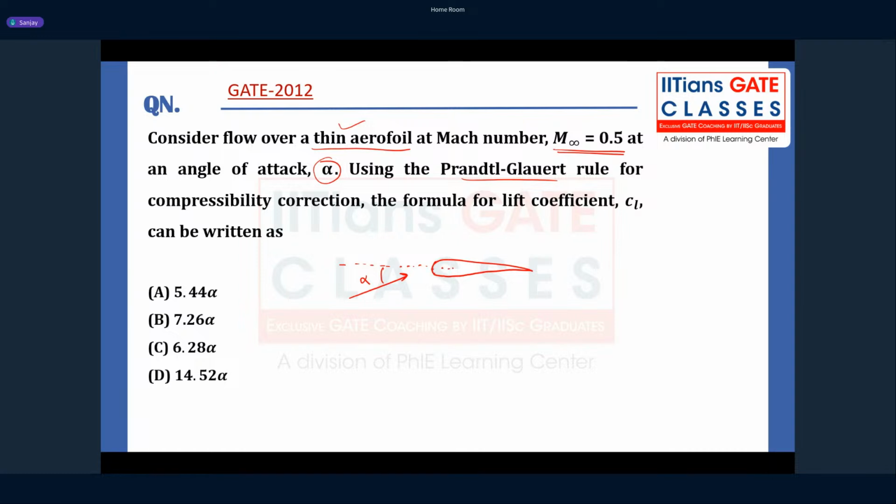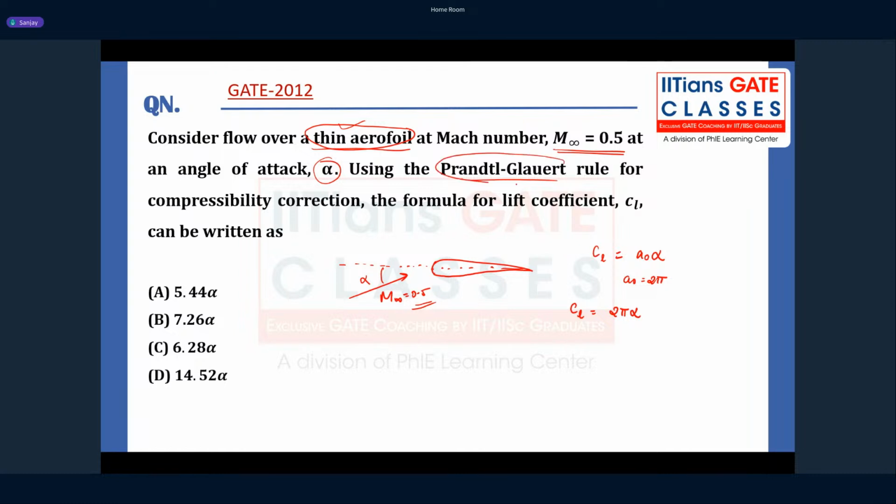So this is M infinity equal to 0.5. Because it is a thin aerofoil, it is a symmetric aerofoil. For a symmetric aerofoil, the lift coefficient given by thin airfoil theory is a naught into alpha, where a naught is equal to 2 pi. So I can write CL is equal to 2 pi times alpha, but thin aerofoil theory is based on incompressible assumptions. But here the Mach number is 0.5, which is a compressible Mach number. So I need to use compressibility correction, right?